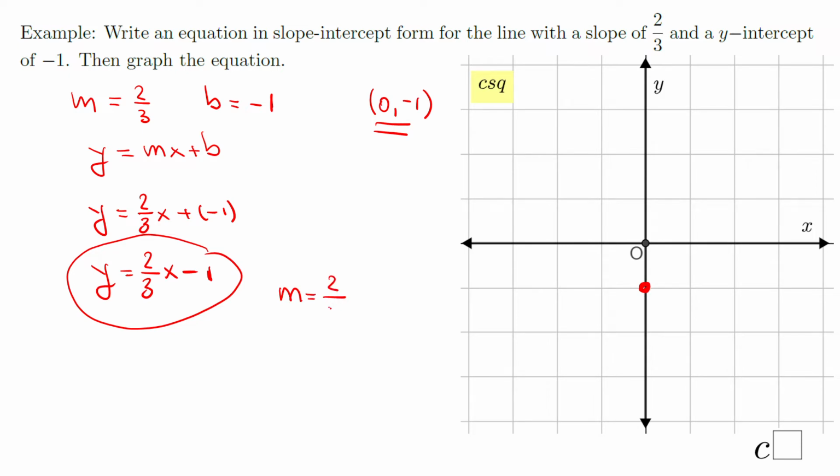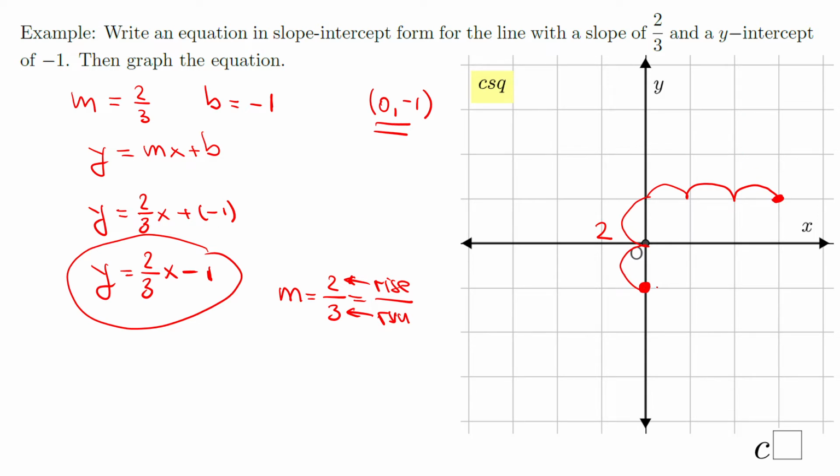If you remember, the slope is nothing else than rise over run. So you want to use these two, which is the rise. From this point, you're going to go 2 up, the rise of 2, and then the run of 3. That means you go right 3. 1, 2, 3. And you have the second point, you have the line.